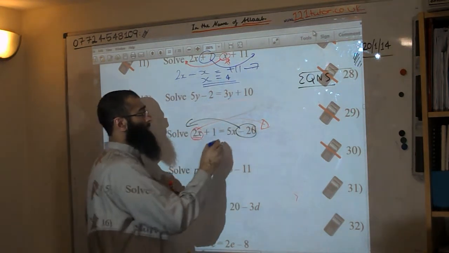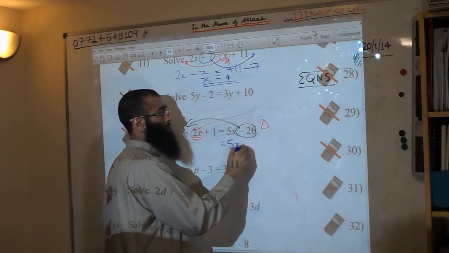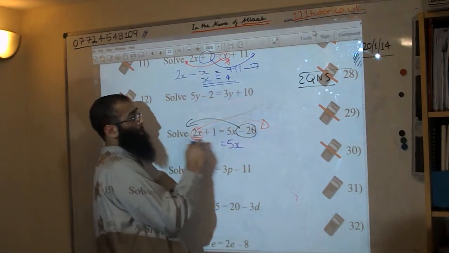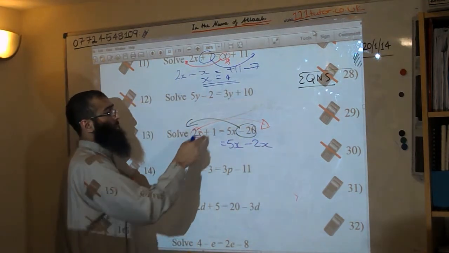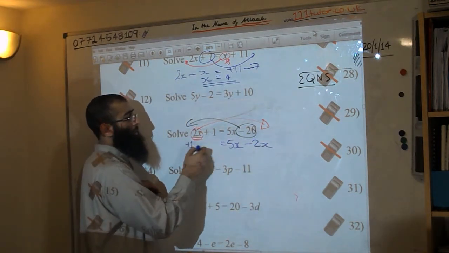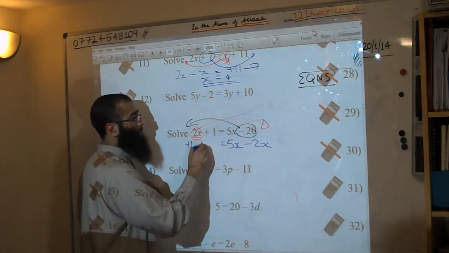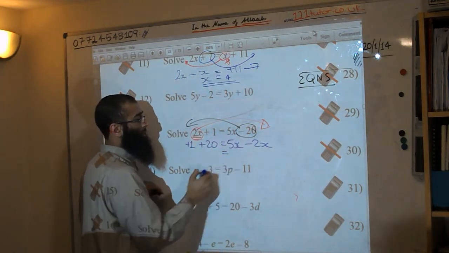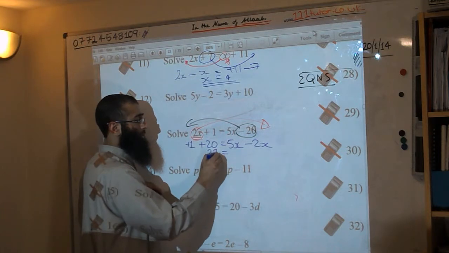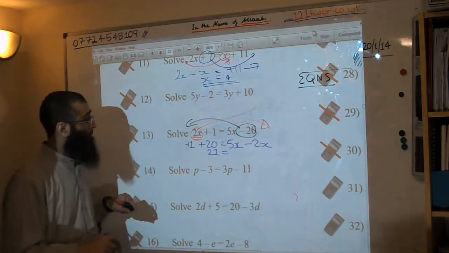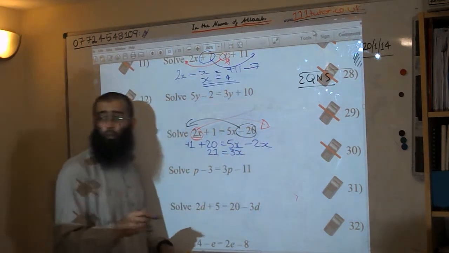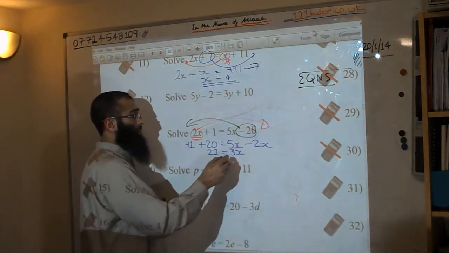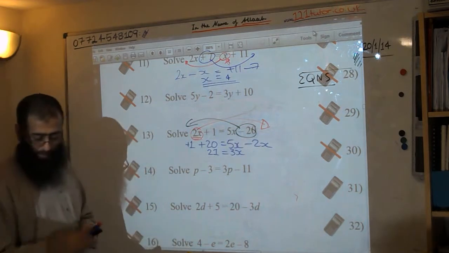So we now have on this side 5x plus 2x becomes plus 2x. Minus 2x. Minus 2x. We already have a plus 1. And then the opposite of minus 20 becomes plus 20. 20 add 1 is 21. So 5x minus 2x is 3x.